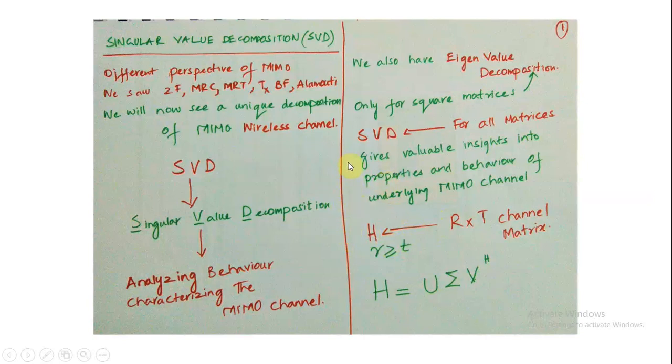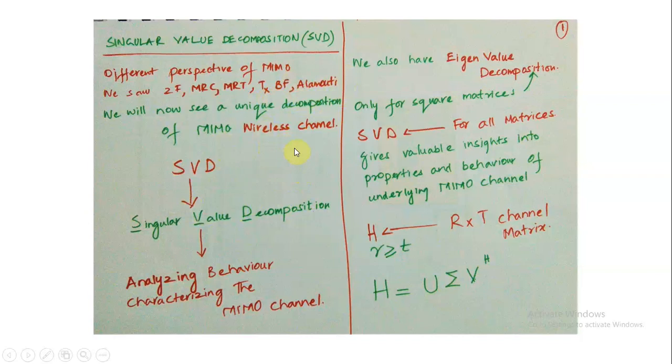So far we have studied different perspectives of MIMO systems, and we saw different types of receivers: zero forcing receiver, maximum ratio combining receiver, maximum ratio transmission, transmit beamforming, and we also talked about Alamouti in the last lecture. So we will now see a unique decomposition of the MIMO wireless channel. This decomposition is called singular value decomposition.